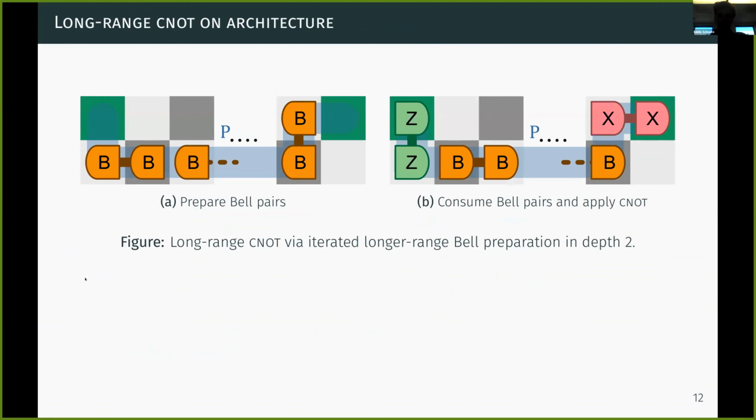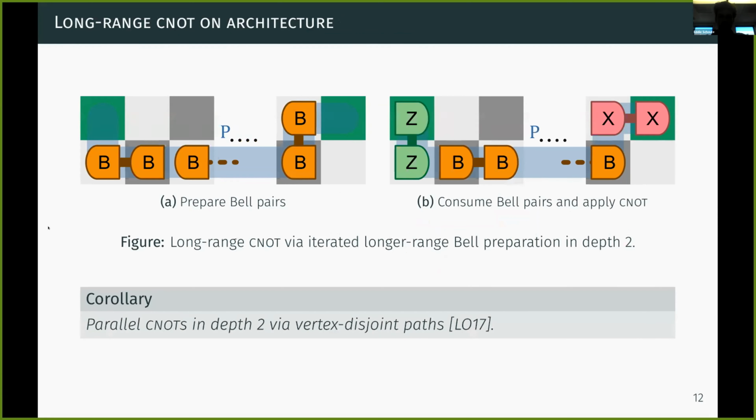What this looks like on the surface code architecture is, in the first phase, we prepare a bunch of Bell pairs along a path P, and then we consume these Bell pairs to prepare a long-range Bell state and perform a ZZ and XX measurement at the end. And this gives us the ability to perform parallel CNOT operations in depth 2, as long as all paths P are vertex disjoint. And with that, I mean that these paths P will not intersect at any vertex.